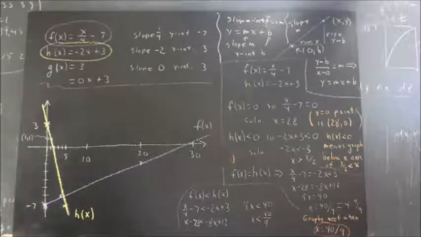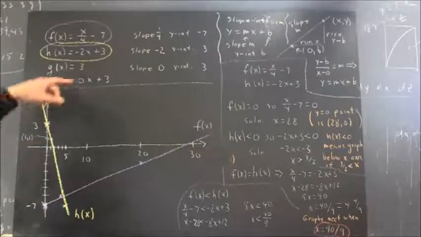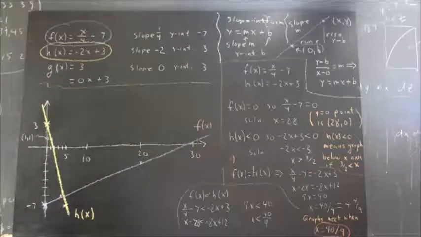Then our g of x equals 3 function. Slope is 0, y-intercept is 3. Okay, how are we going to graph that function? I'm looking for a piece of green chalk here. Just had green in mind.